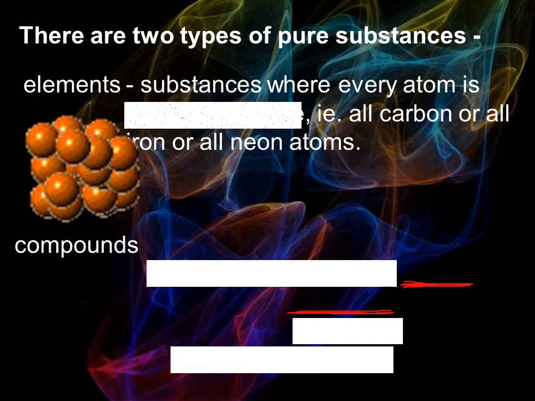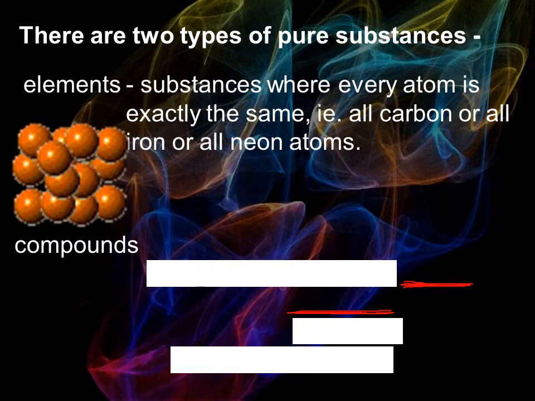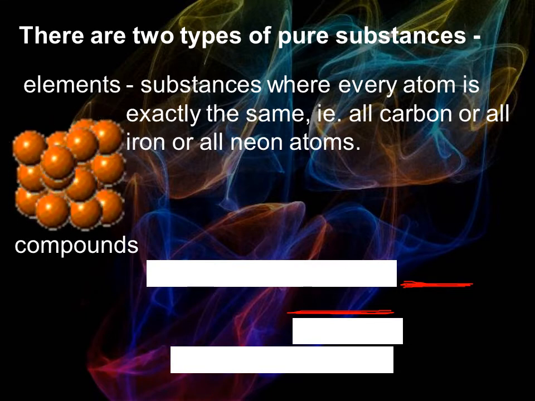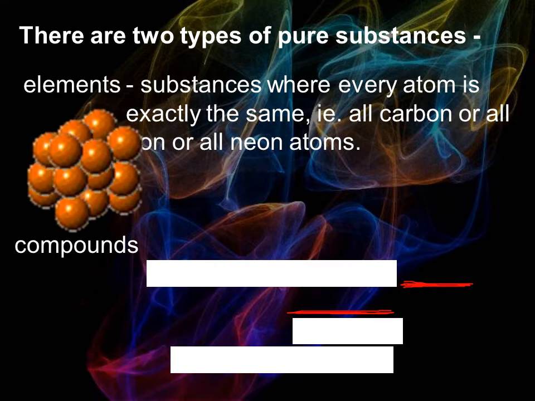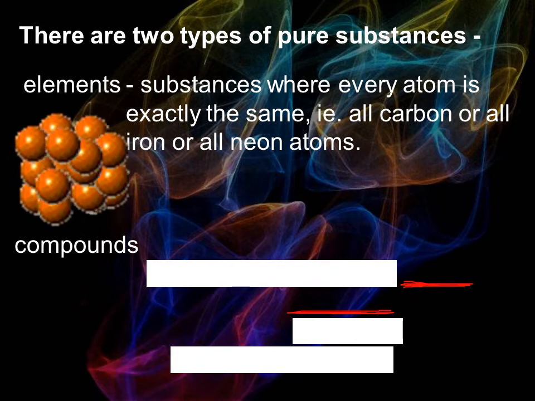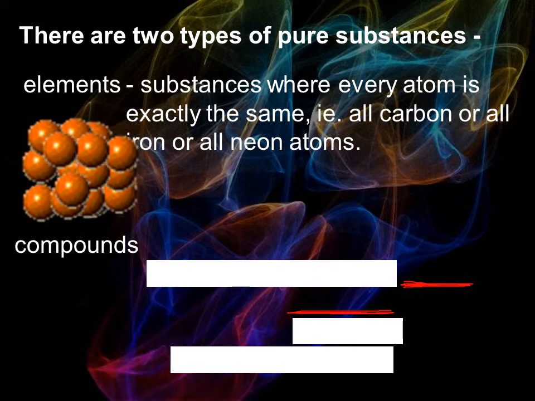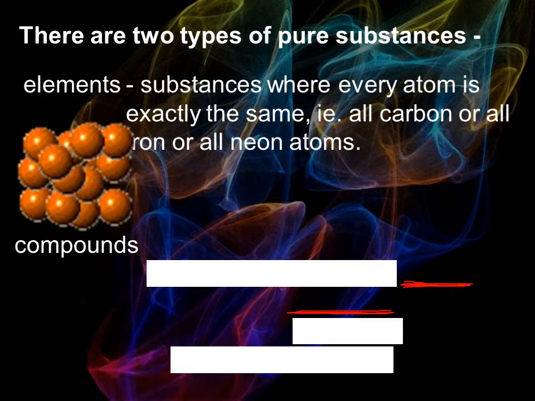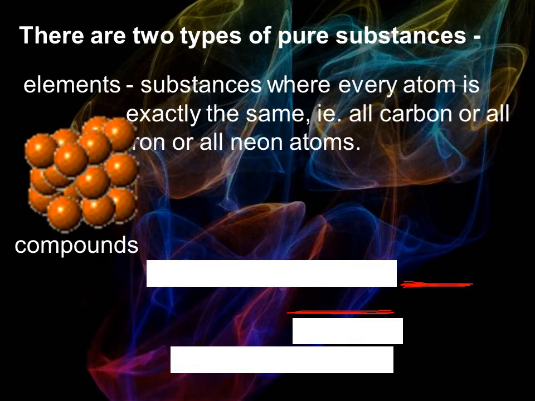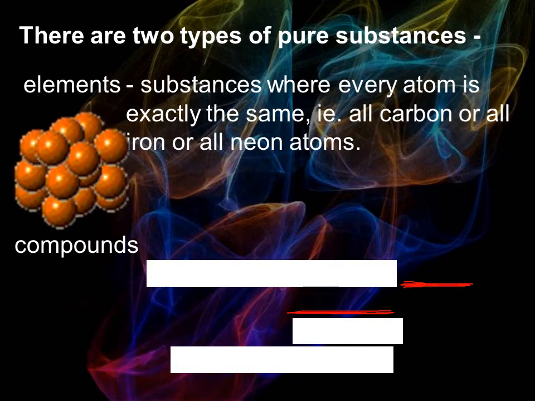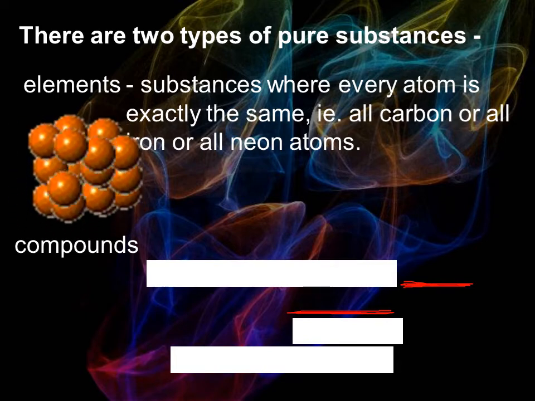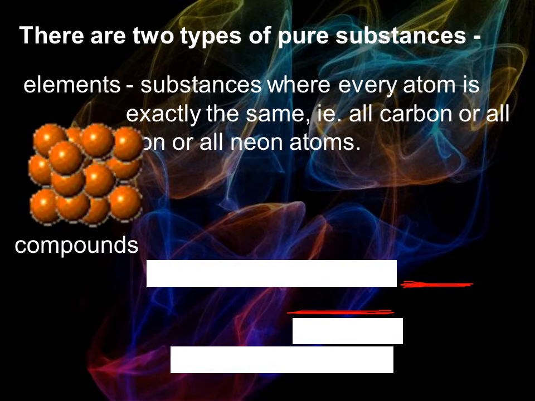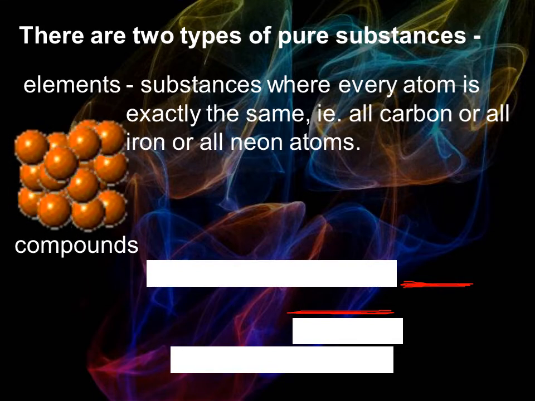Elements are substances where every atom is the same. That was what we were talking about before. If all of your atoms are the same exact atoms, if they're all carbon, or all gold, or all neon, if every atom in there is the same, then you can predict how that substance is going to interact with other substances. You can predict what it will look like, because those atoms always have the same properties. So an element is any time you have all the atoms in your substance being the same atom.